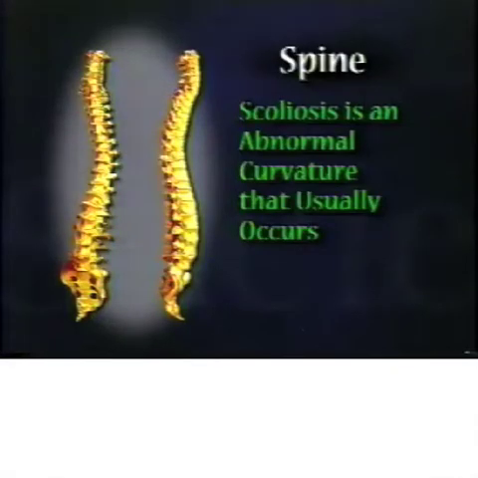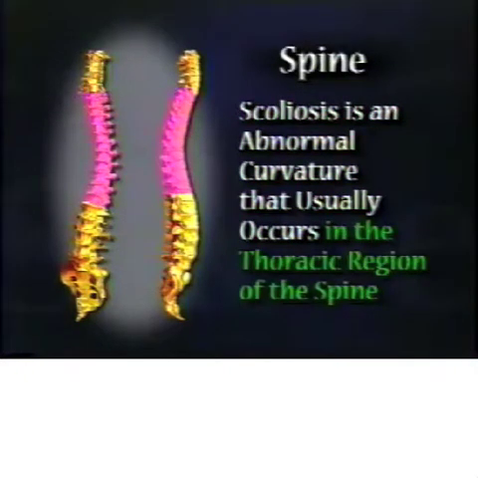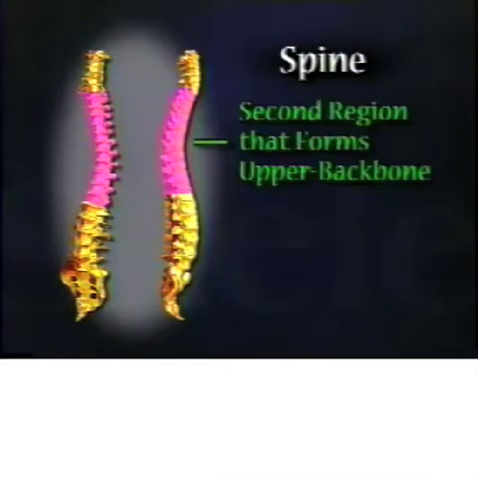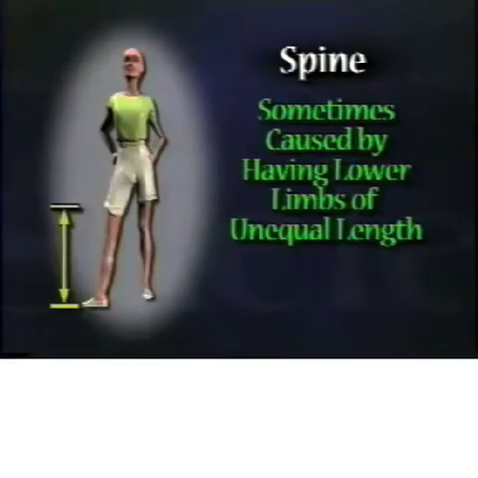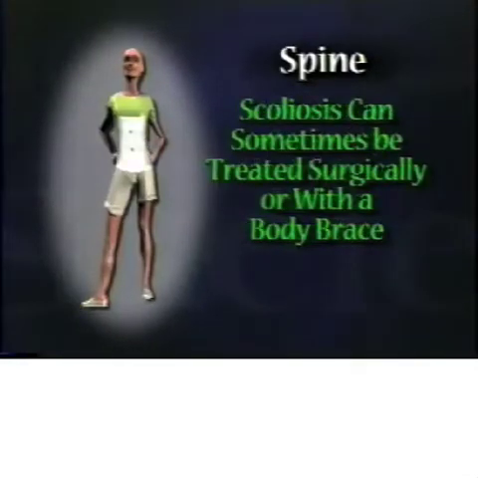Scoliosis, for instance, is an abnormal curvature that usually occurs in the thoracic region of the spine. That's the second region that forms the upper backbone. For some unknown reason, scoliosis is more common in girls and can sometimes be caused by having lower limbs of unequal length. Scoliosis can sometimes be treated surgically or with a body brace.